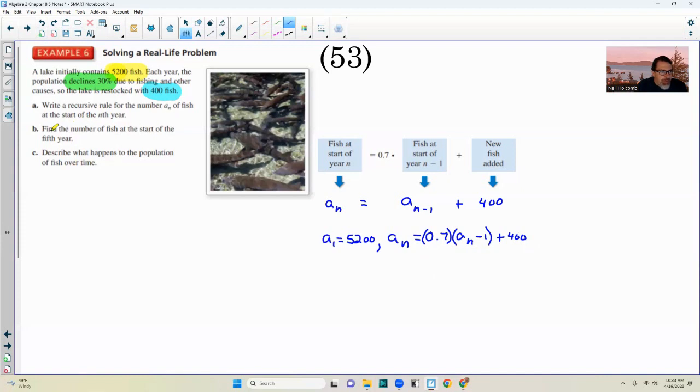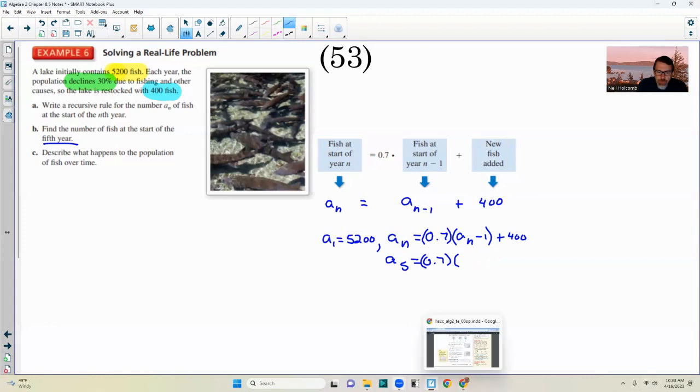Part B says find the number of fish at the start of the fifth year. So I want to find a sub 5. Finding the number of fish at the start of the 5th year, we have to enter 5,200 for our a sub 1 in a graphing calculator, and then take our answer and multiply by 0.7 and add 400.